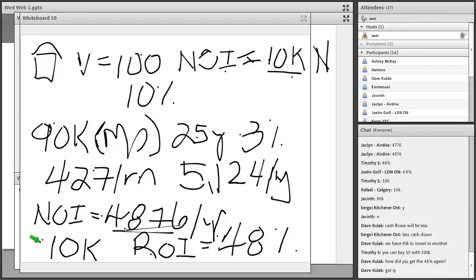Right. So now, because we've only used 10K from this 100K, we can now afford to do what? This 10 times. So this 100K that was producing 10,000 is now producing $48,760 because we're doing it 10 times. Does that make sense?